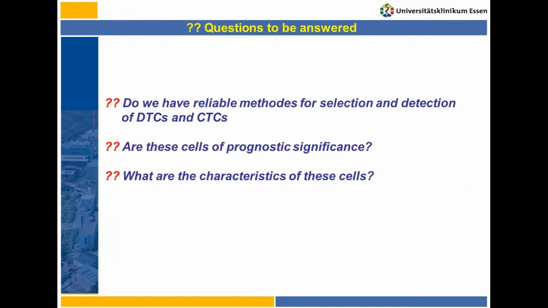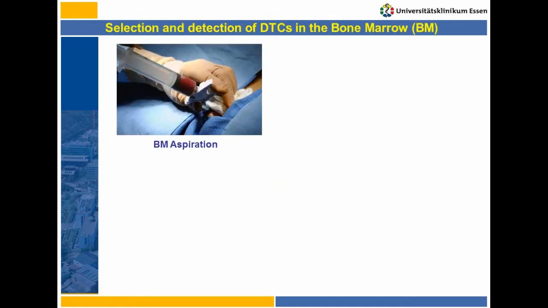So the questions that have to be answered: do we have reliable methods for selection and detection of DTCs and CTCs? And this is also what the medical doctors ask, because if you take patient material, you have to inform the patient. You need a votum of the ethic committee. The patients have to give their informed written consents. And of course, the patients want to have the results. And the next question is, are these cells of prognostic significance? And the third question, what are the characteristics of these cells? Because in oncology, you want to move into targeted therapy, and then you have to know the target you are targeting. So what about the methods?